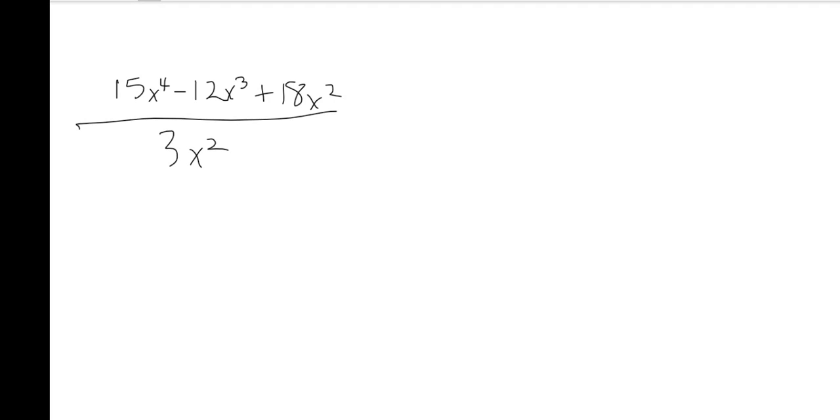Okay, so this is our first problem we're going to be solving right here. 15x to the fourth power minus 12x cubed plus 18x to the second power, all divided by 3x squared. Notice that all of this is being divided by this. So what that really means is that each term on top, my numerator, is going to be divided by 3x squared. So you can actually break up each term.